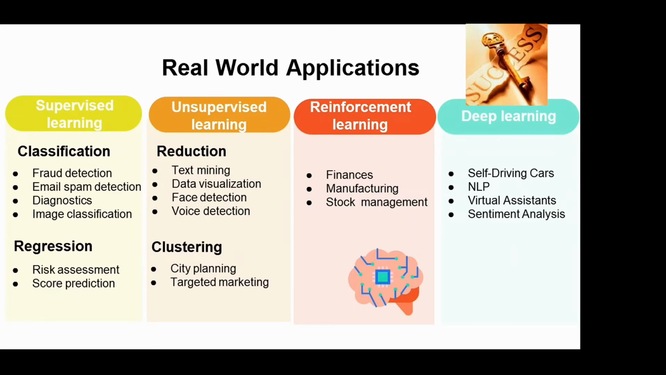And the fourth one is deep learning. Deep learning approaches are used to enhance autonomous facilities. Supervised and unsupervised learning are traditional machine learning algorithms, and these deep learning algorithms are advanced. In deep learning we are using neural networks.